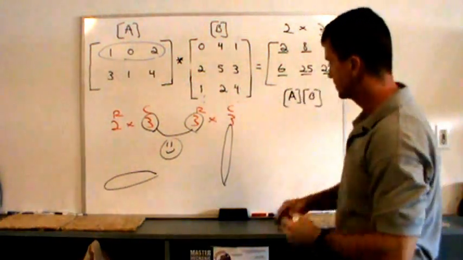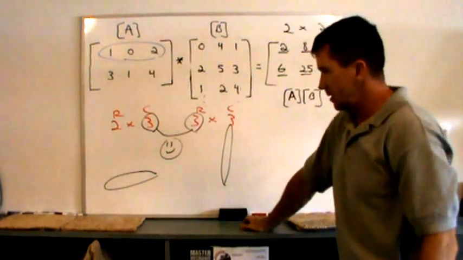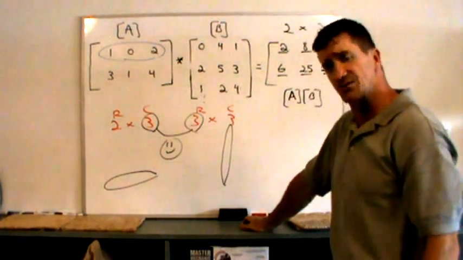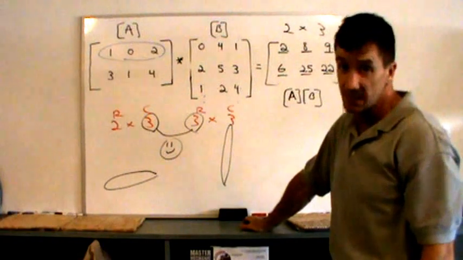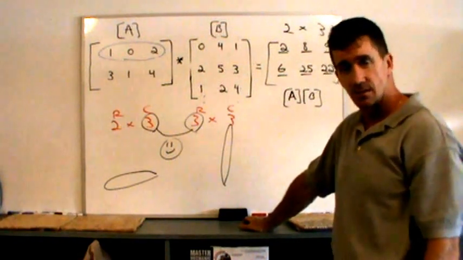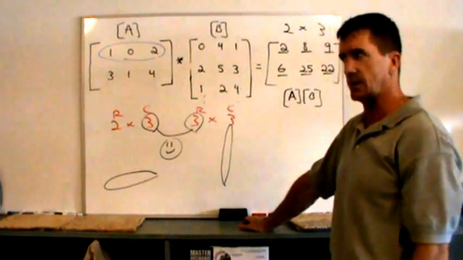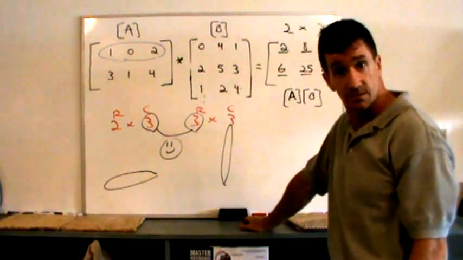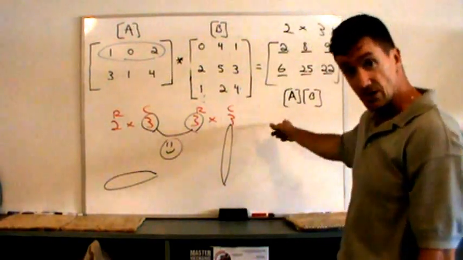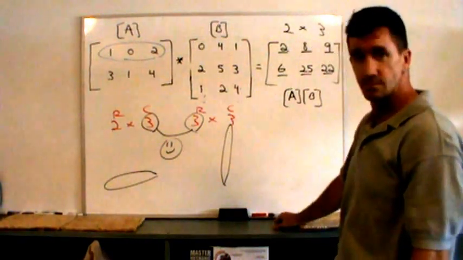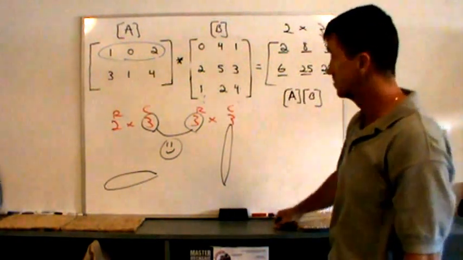Now, before I leave this, does matrix A times matrix B always equal matrix B times matrix A? Does that really work? You know, in the real number system, 2 times 3 equals 3 times 2. Does that work in matrix multiplication? Well, in this example, you'll see the answer is no.